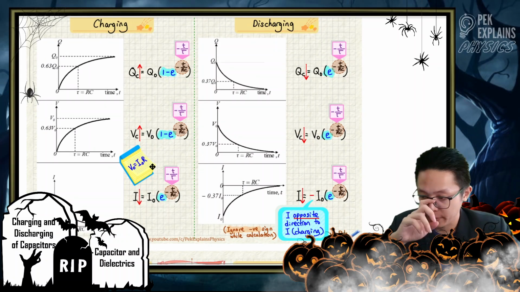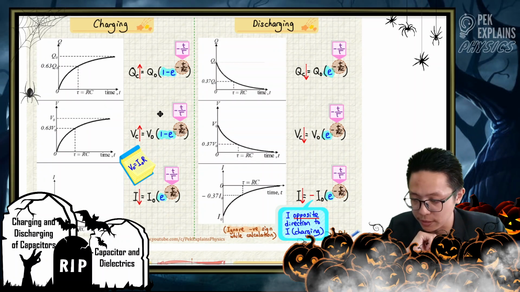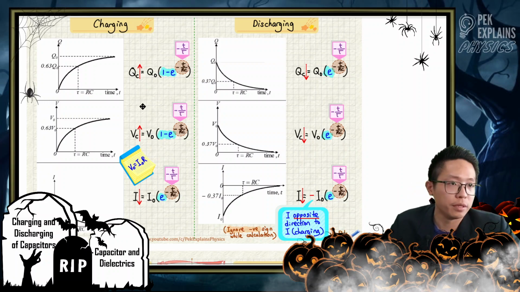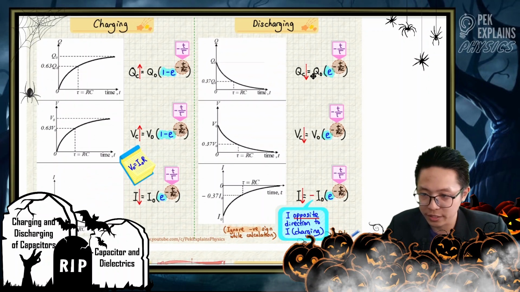Now, look at one thing for the formulas. If you look at this, you can see a similarity. For those quantities whose value increases, the formula is 1 minus epsilon. You see, for the charging process, the charge and voltage increase, so they have the formula 1 minus epsilon.